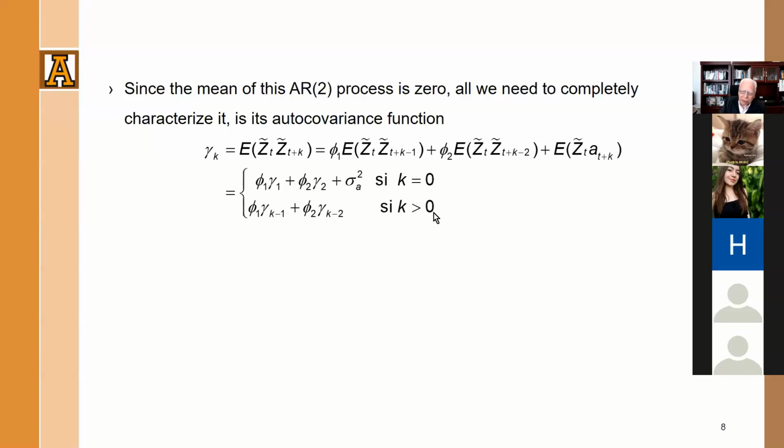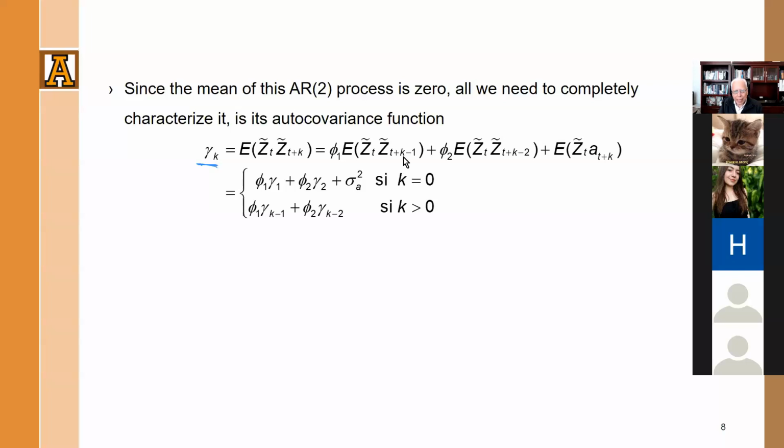And if k is greater than 0, remember, this is symmetric around 0. So we normally compute only for k positive. Okay? And the charts that you see for the autocorrelation functions, you will always see only one side from 0 on and not to the left of 0 because they're symmetric. So this is going to be for k greater than 0. That's going to be phi 1 gamma k minus 1, okay, plus phi 2 gamma k minus 2. And you get it from here.